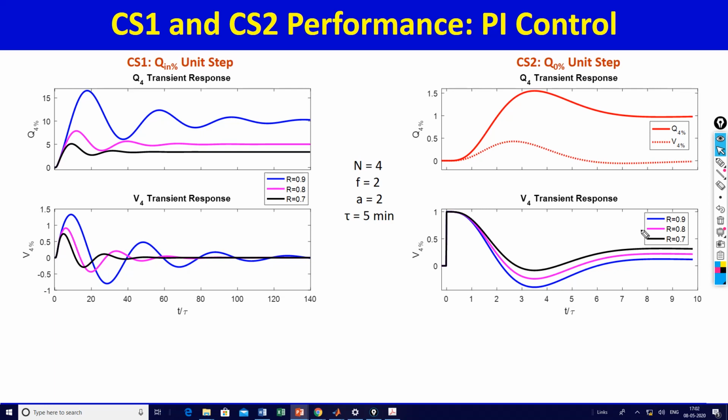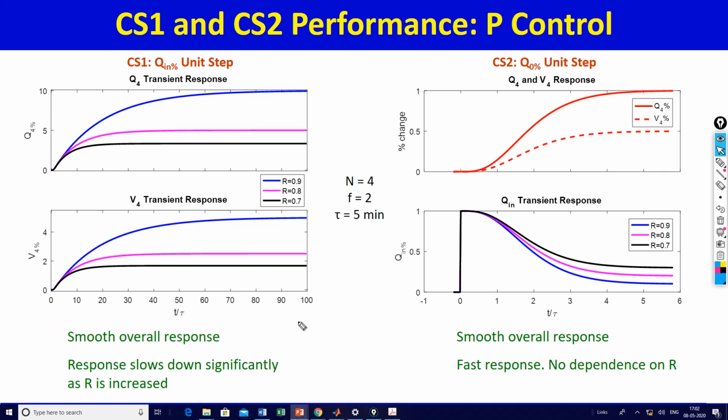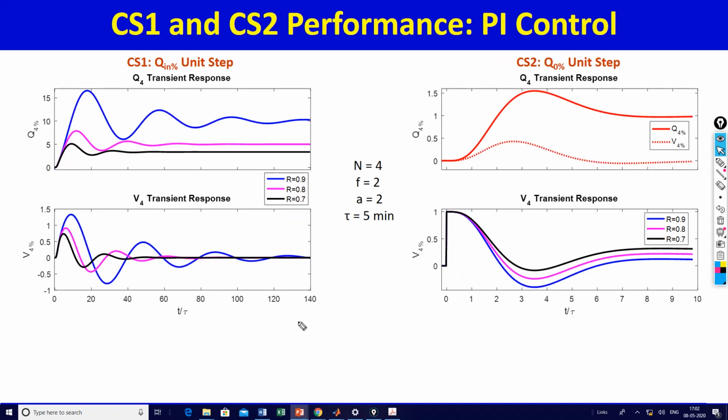Reduce the R, same tuning of all the level controllers, F equal to 2, A equal to 2, and the magenta curve also settles in about 2 or 3 oscillations. Reduce the R further to 0.7 and the black curve settles much earlier. However, you notice that this scale is 0 to 140 time constants. This scale is 0 to 10. So there is an order of magnitude difference in the time scales.